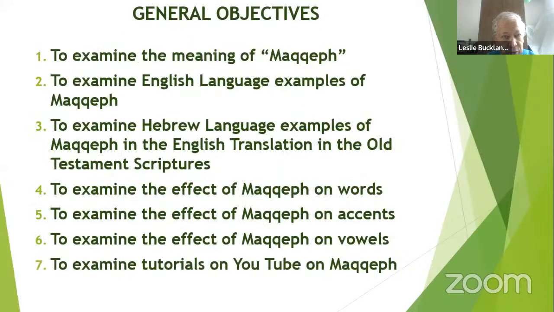The general objectives for this lesson are: 1, to examine the meaning of Makef; 2, to examine English language examples of Makef; 3, to examine Hebrew language examples of Makef in the English translation in the Old Testament scriptures; 4, to examine the effect of Makef on words; 5, to examine the effect of Makef on accents; 6, to examine the effect of Makef on vowels; and 7, to examine tutorials on YouTube on Makef.